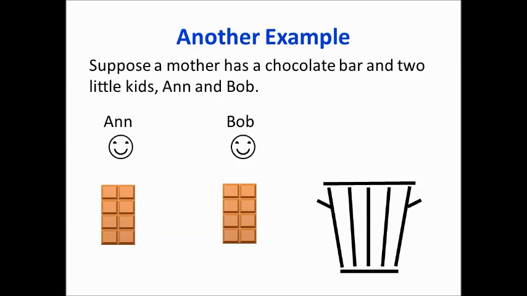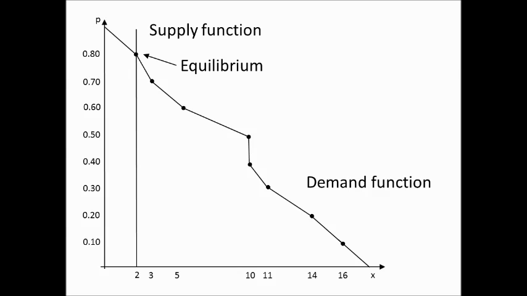Okay, so this allocation is not Pareto efficient. Now let's try to use the criterion of Pareto efficiency and go back to our simple market for bananas. Here we have our supply and demand function, and we can ask ourselves what would be the Pareto efficient allocation in this market. In particular, what it has to do with equilibrium.